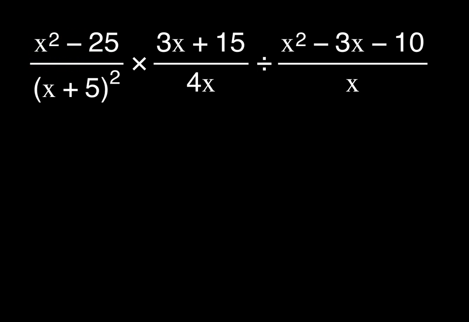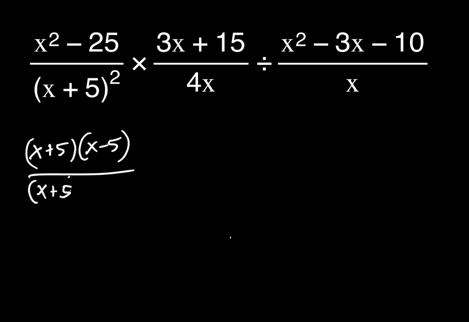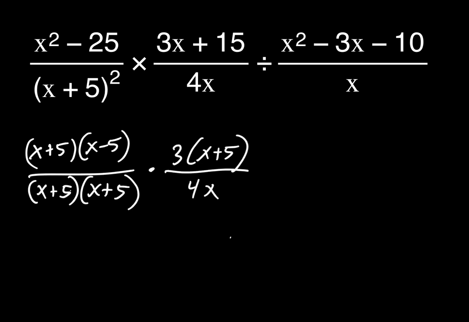So this will become x plus 5, x minus 5. In the denominator, x plus 5 squared is the same as saying x plus 5 times x plus 5. Square means times itself. Biggest mistake I'll see is people will say, oh, it's x squared plus 25. No, it is not. All right? Times 3 times x plus 5, because they had a common factor, over 4x, that's a single term.